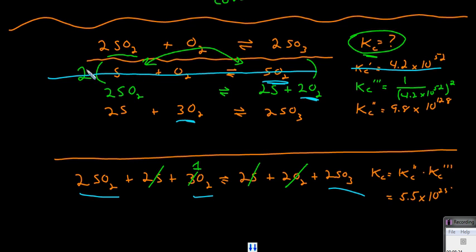So being that we can add up this and that reaction to give this one, we can multiply these two equilibrium constants to give the equilibrium constant of our desired reaction. So doing that, we get 5.5 times 10 to the 25.